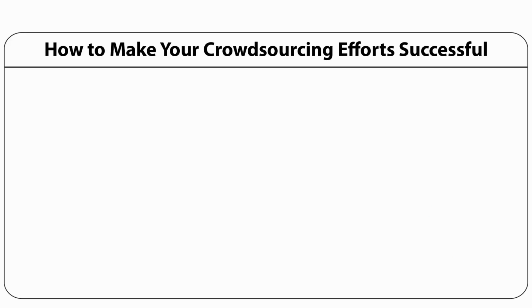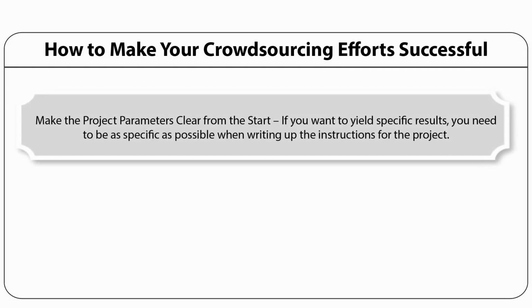The first and foremost point in this is to make the project parameters clear from the beginning. If you want to yield specific results, you need to be as specific as possible when writing up the instructions for the project. What is required, when it is required, what all things need to be mentioned, all has to be very specific when the project parameters are written and shared.